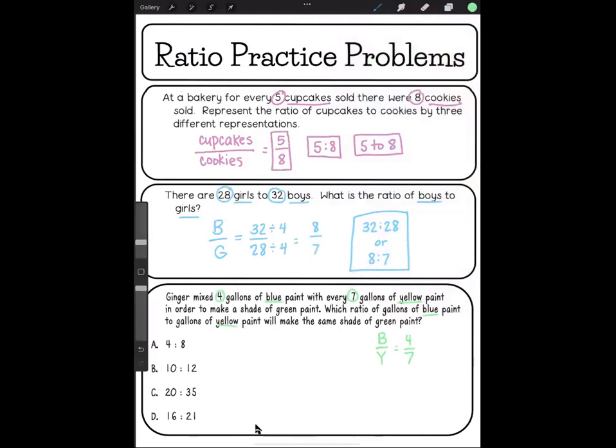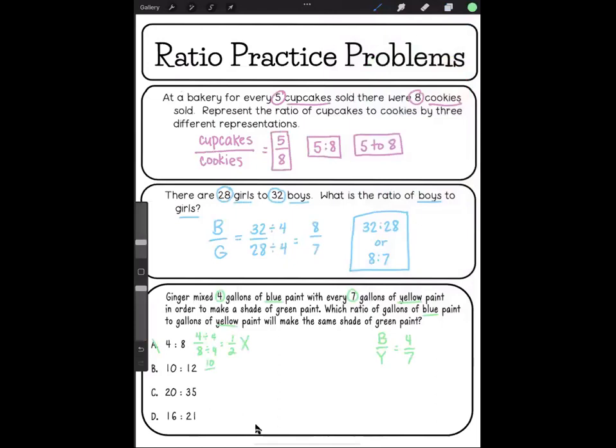Remember that ratios can be simplified, and any ratio that's equivalent will simplify to the same thing. And so we can look at all of our answer choices and see if they can be simplified. If they can, and they simplify to 4 over 7, then they're our answer. If they don't, then they are not our answer. 4 and 8 are both divisible by 4. So we get the ratio 1 to 2, which is not the same as 4 to 7. So we know A is not our answer.